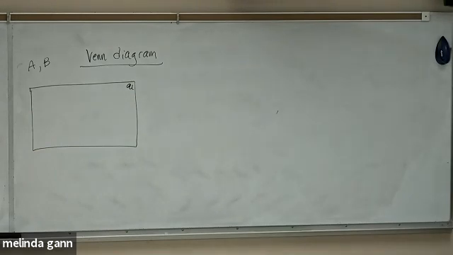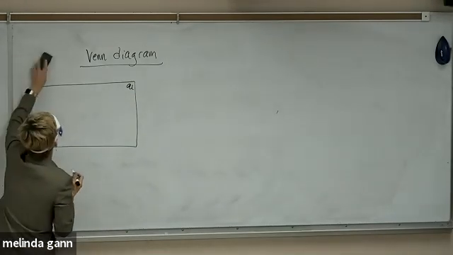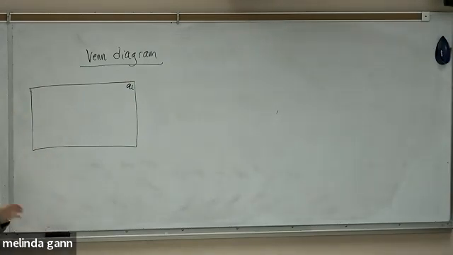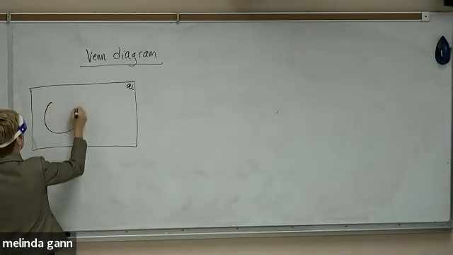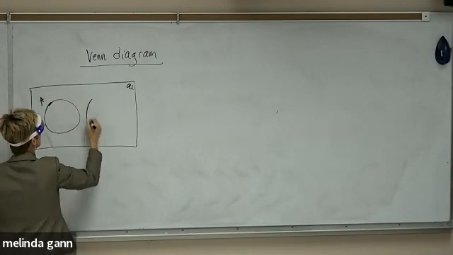Now, weren't the A, the B, and the C, and the D, and all that, weren't they subsets of the universal set? So I need these to be subsets of this, which means they're going to be inside. So the sets are drawn as circles. So it might be that this was the situation.